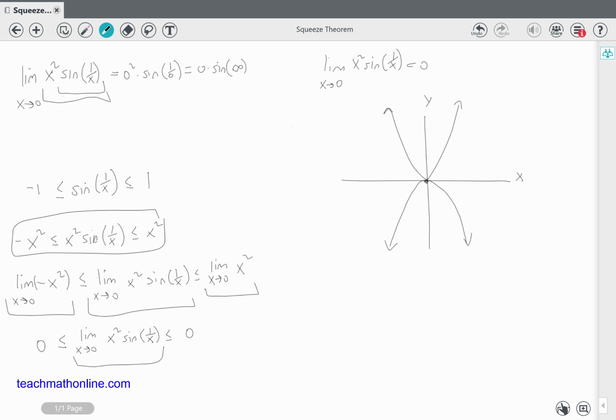we know by the squeeze theorem that x squared times the sine of 1 over x, the limit as it approaches 0, also equals 0. It literally squeezed it between the two functions. That's the squeeze theorem.